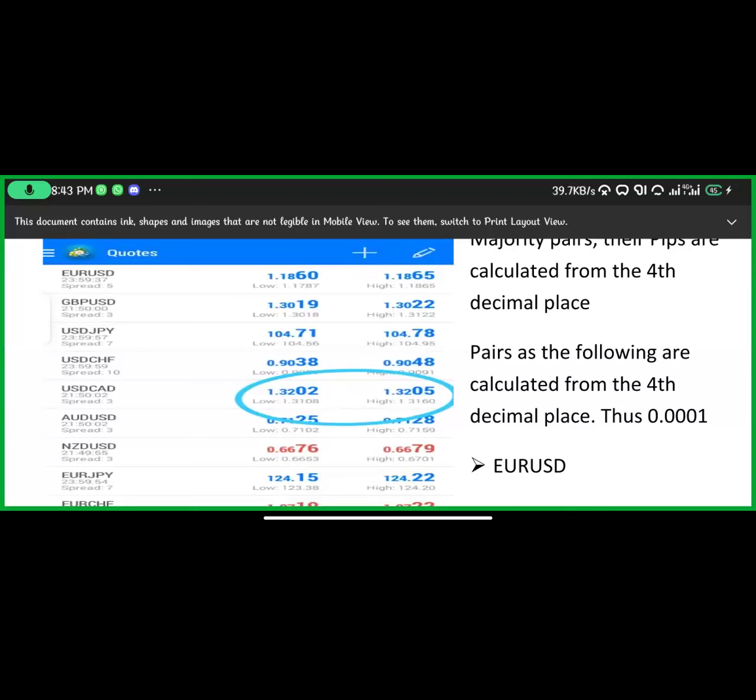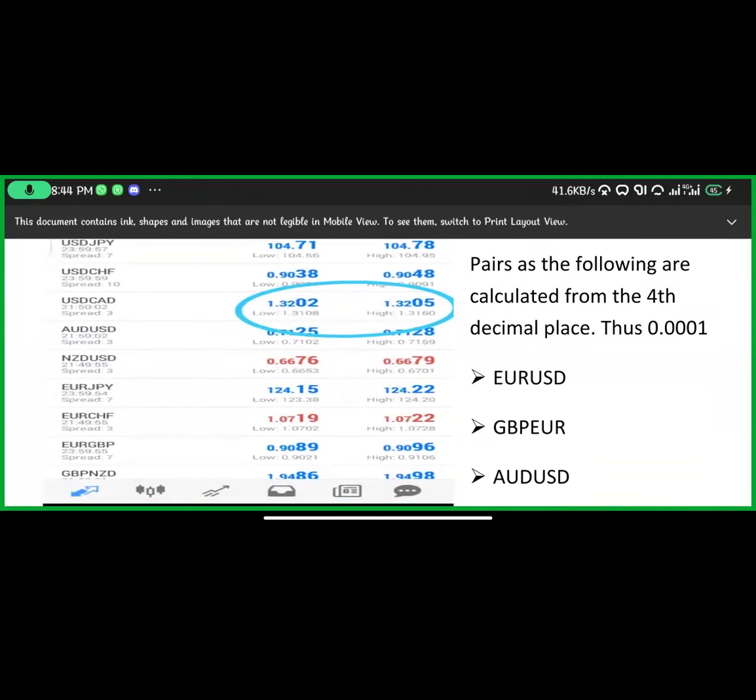Then I said we have exception cases, like JPY and gold. The way we calculate their pips is different. For any other pairs that have 4 decimals, this is how we calculate them. Pairs that have the following are calculated from the 4th decimal, that is 0.0001. So if 0.0001 is added to the price we saw, which is 1.0958, it will become what? 1.0959. That means it has added 1 pip. It's going bullish by 1 pip.